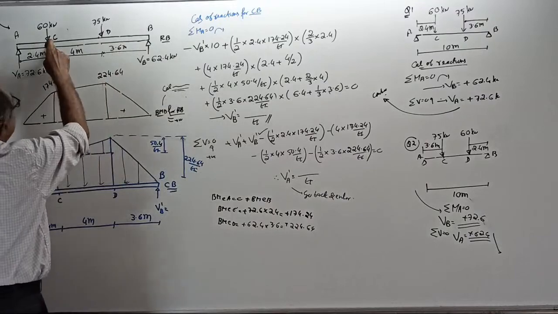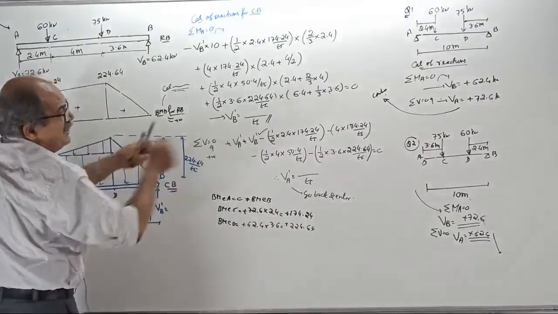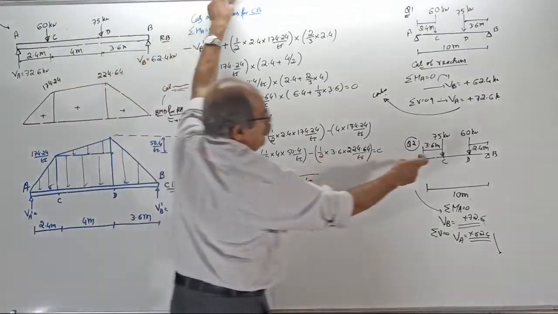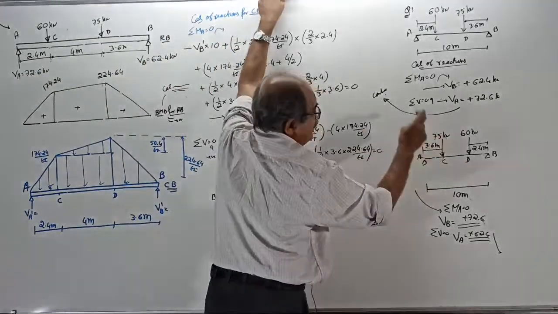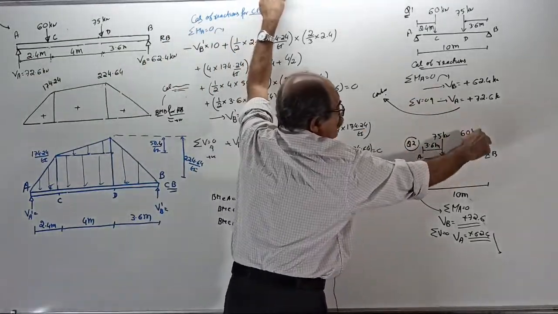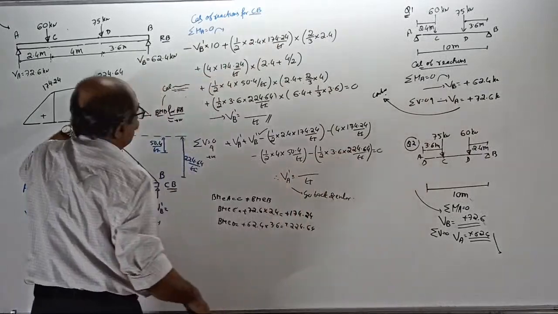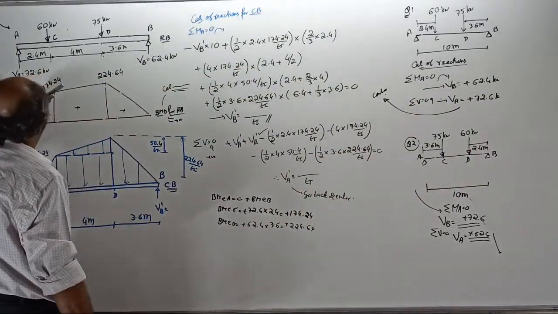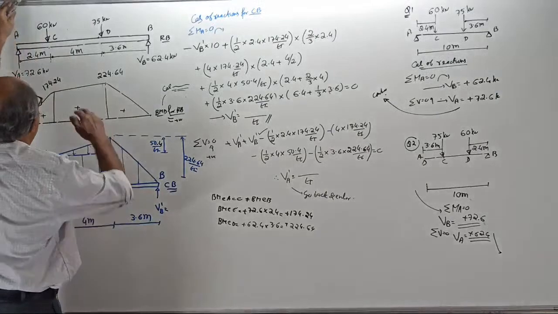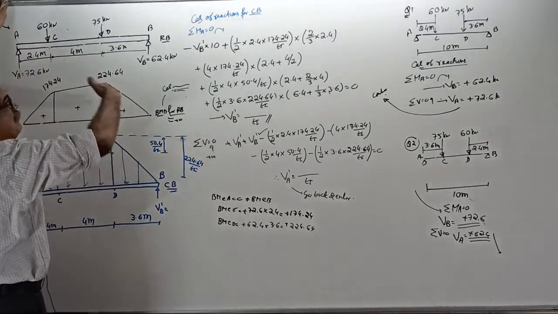Then BM here will be what? It will interchange. See, here BM will be VA into 3.6. There BM is VB into 2.4. This 224.64 will come this side. 174 will come this side. So, second question, BMD will come this way.